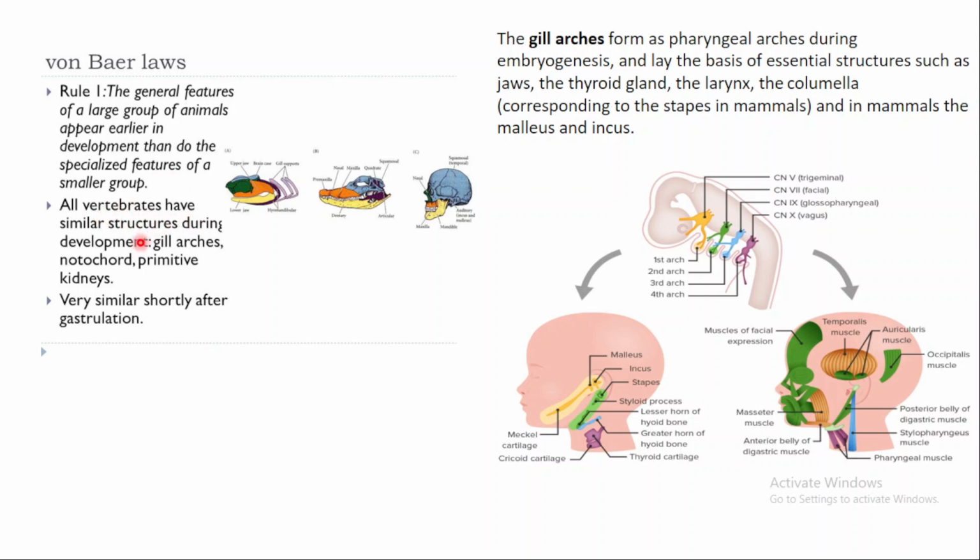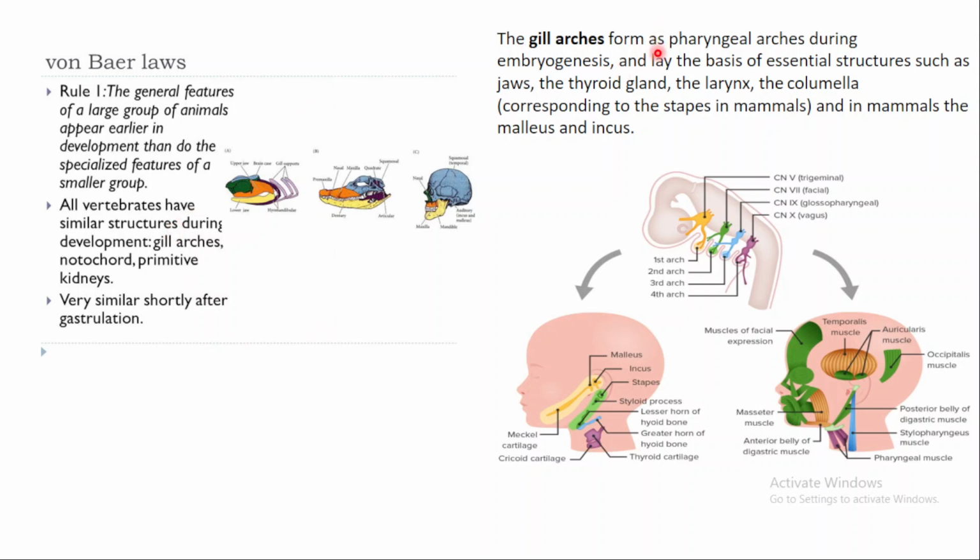All vertebrates have similar structures during development: gill arches, notochord, primitive kidneys. So all vertebrates share these common structures, but later on these become vestigial and specialized structures come into play, or these do not support the function that they support in all vertebrates, such as gill arches, which support breathing underwater in fishes, but in humans, gill arches have a different function. We'll see shortly, which is also one of the statements.